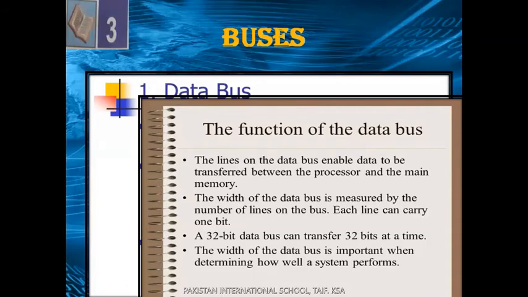The width of the data bus is measured by the number of lines on the bus. Each line can carry 1 bit. A 32-bit data bus can transfer 32 bits at a time. The width of the data bus is important when determining how well a system performs. So if we have a 32-bit data bus, it means it can transfer 32 bits at one time.